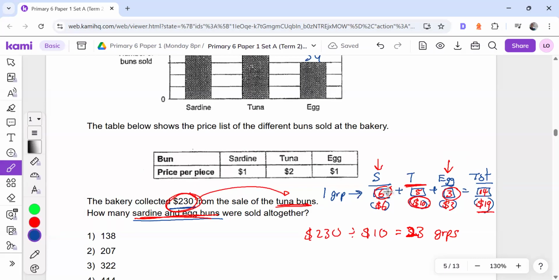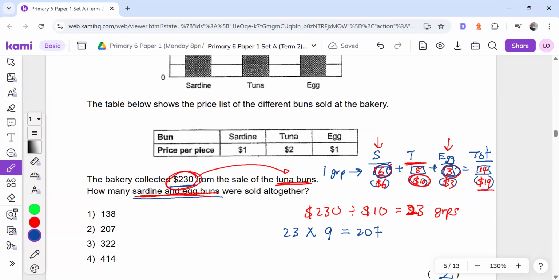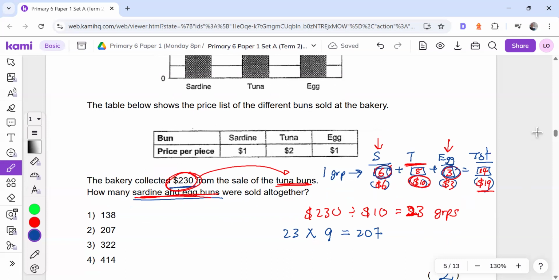Okay, understand? One group got 6 sardine and 3 egg, so together 9. So one group got 9 sardine and egg buns. I got 23 groups, so 23 times 9. Okay, 23 times 9, and what do you get? You will get your answer, which is 207. So there are 207 sardine and egg buns.